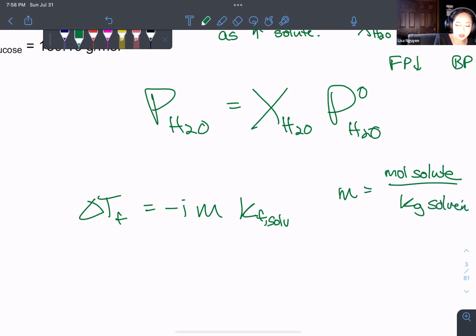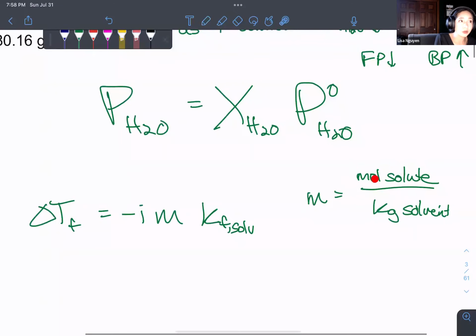So m will increase when you increase the number of moles of stuff you dissolve. But what we also see is that this number, delta T, the change in freezing point temperature, also has a magnitude that gets larger if you dissolve more particles. So i, the van 't Hoff factor, has to do with the number of particles that you actually get when you dissolve a substance.